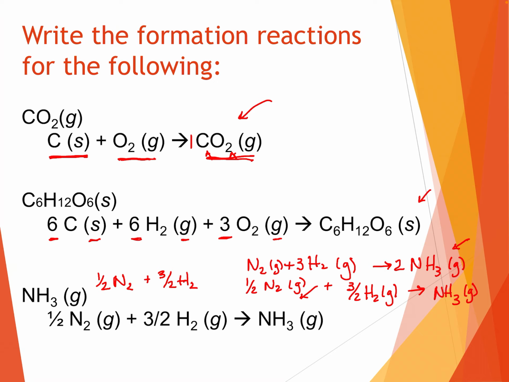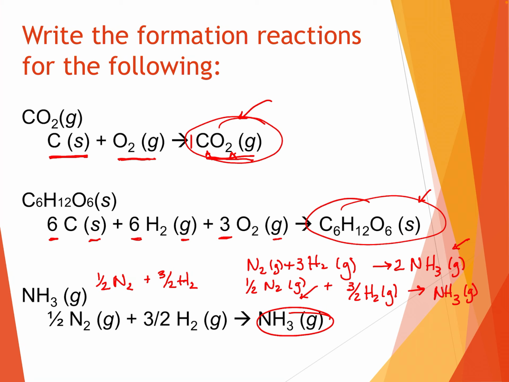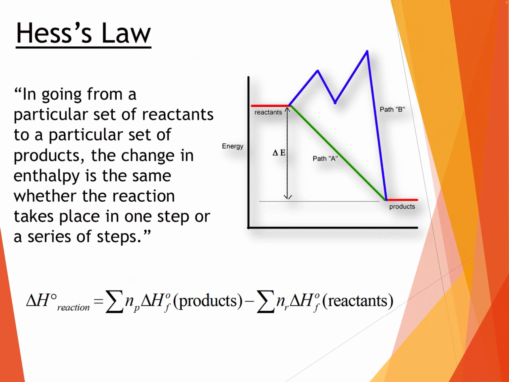So if you don't like the way that I was talking about doing it before, write out the balanced reaction and then figure out how to get that coefficient in front of your product as just 1. Because we only need to make 1 of each one of these. So every time we're writing a formation reaction, you're only forming 1 mole of your product. So we can use these formation reactions in Hess's law.